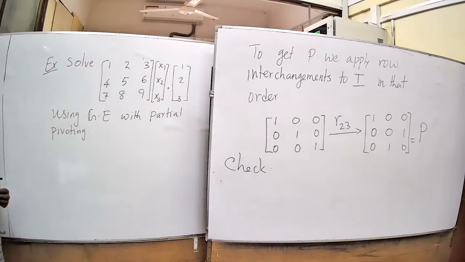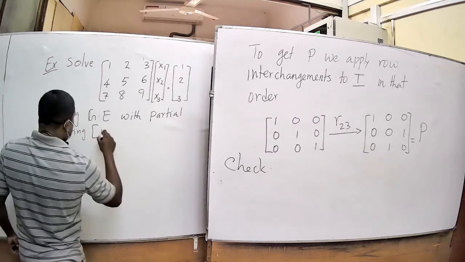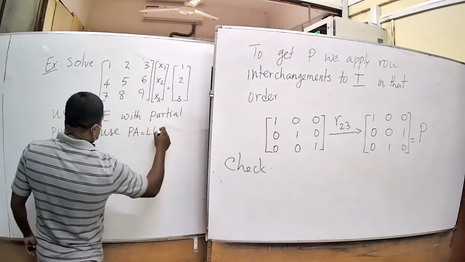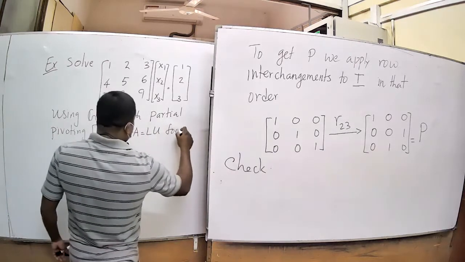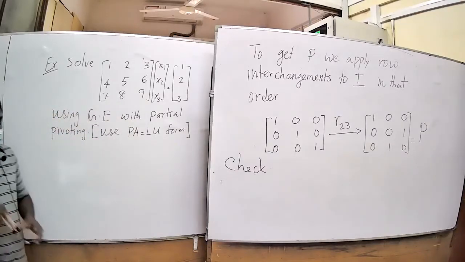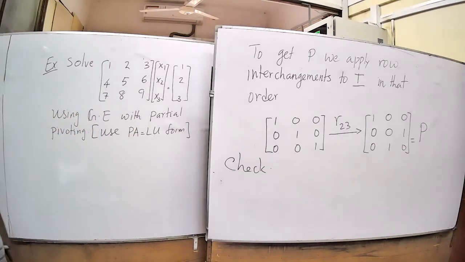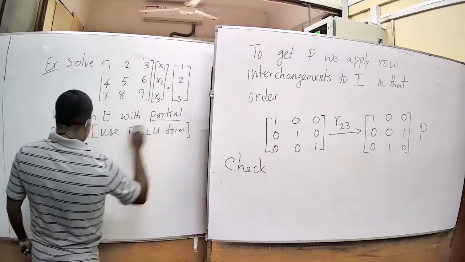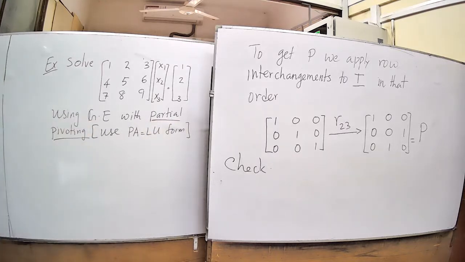Right, so PA is equal to LU. You can do the partial pivoting thing. Let us say we were asked to do the PA is equal to LU form. So let's see what we do, with partial pivoting. So this is an example of partial pivoting.